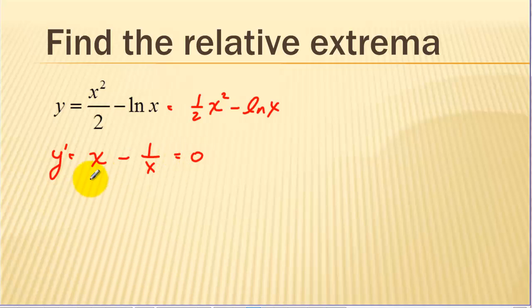So we could get a common denominator here. So if we multiply this by x over x, we've got x squared minus 1 over x for our y prime. And again, to find critical values, we're setting the numerator equal to 0 and the denominator equal to 0. So on the top we get plus or minus 1, and on the bottom we get 0.